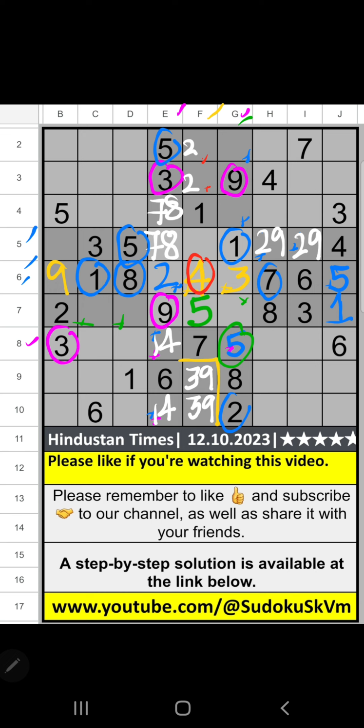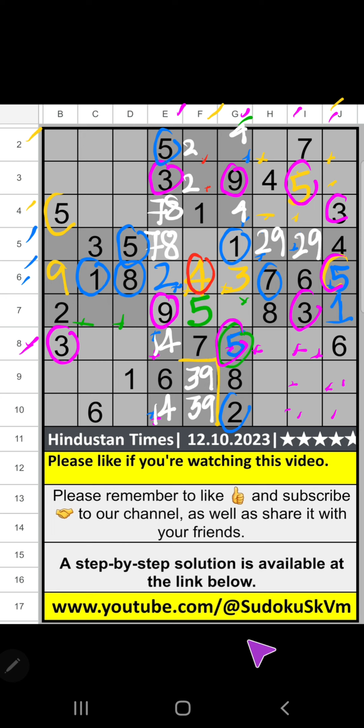We'll confirm later. 2nd row, 4th row, column J, we have 5. So 5 can't come in these cells. Then 5 is confirmed here. Column I, column J, we have pair numbers 3 and 5. So 3 and 5 can't come in these cells. 8th row also, we have 3 and 5. So 3 and 5 can't come in these cells. It will come in one of these cells.